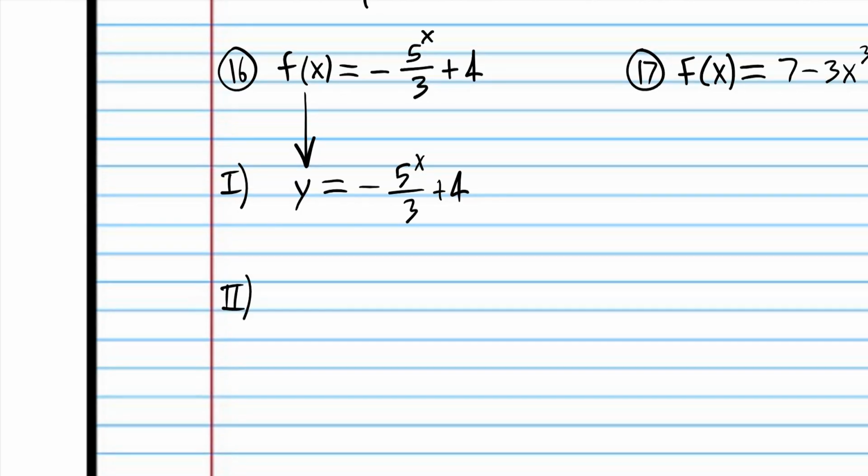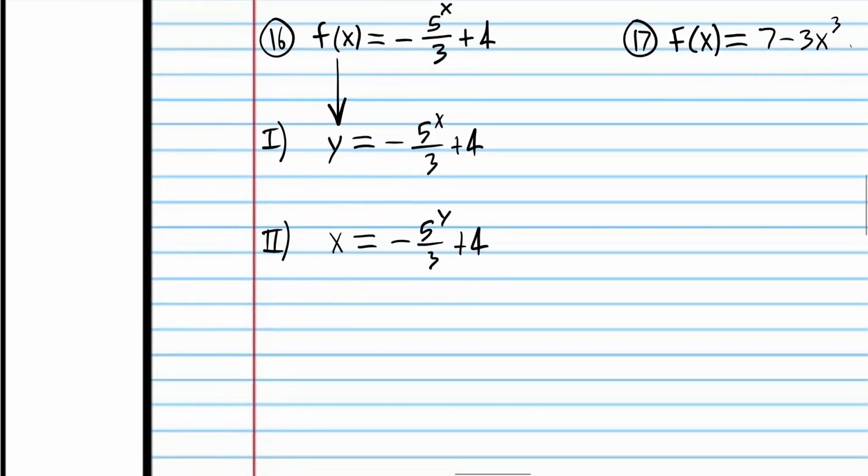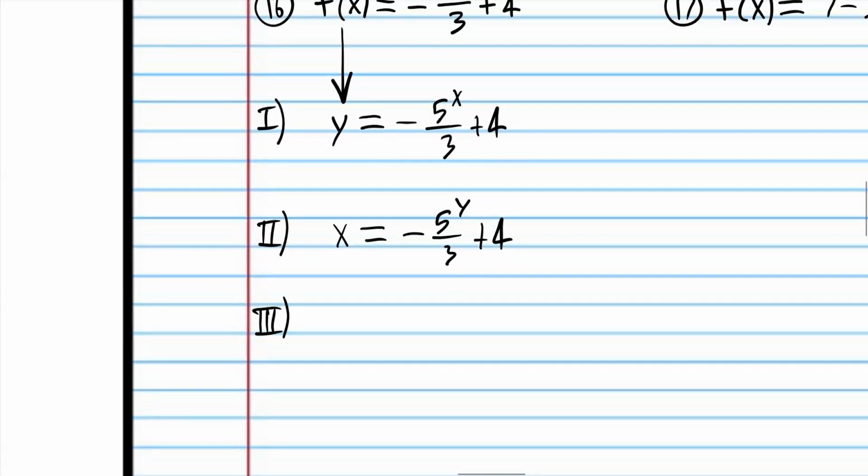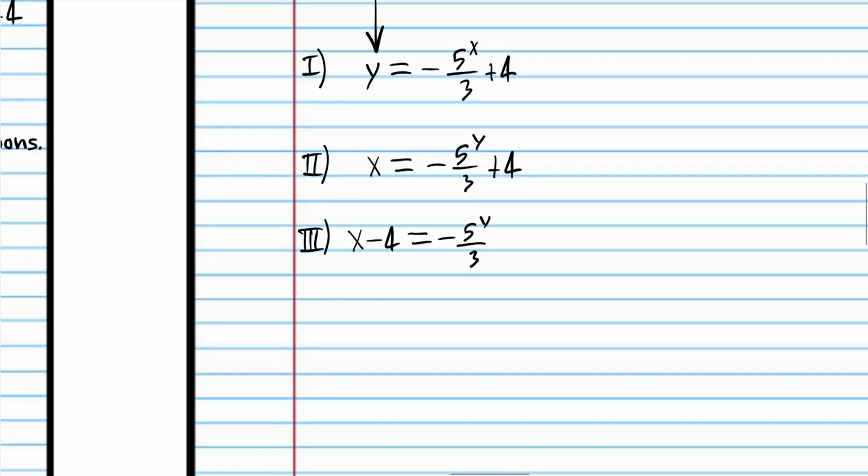Step number 2 is we're going to change y to x and x to y. Step number 3 is we're going to solve for y. So we're going to get y by itself on one side of the equation. So we're going to subtract 4 from both sides of the equation. Then we're going to multiply both sides of the equation by negative 3.